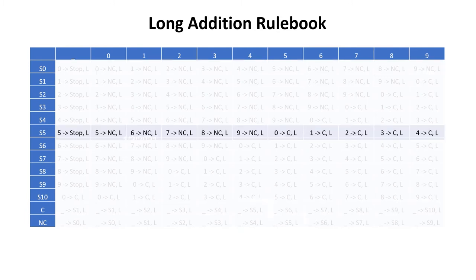If we're in rule S5, it means that we either just saw a 4 with carry, or a 5 with no carry, because they're the only two ways to get to S5. If we're in rule S5 and we see a 4, we write 9 with no carry and move left.